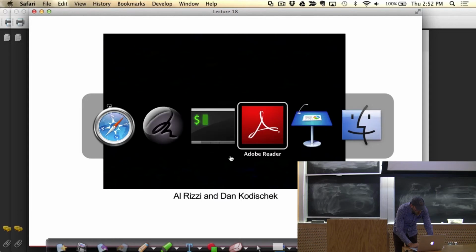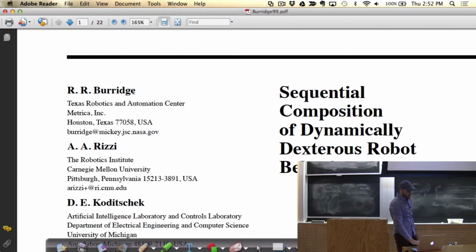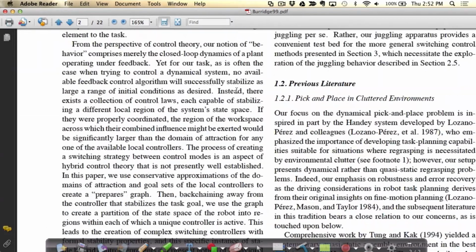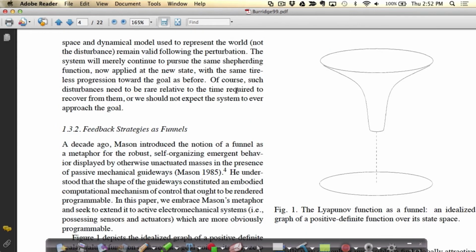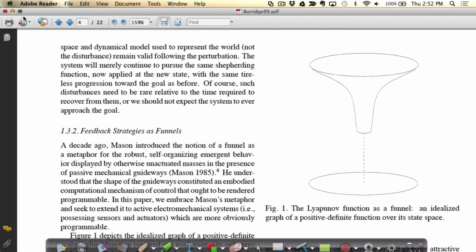Okay, and I thought I'd actually pull up their picture. So this is their idea. So Rob Burridge came in and joined the group, Al Rizzi and Dan Koditschek. They talked about sequential composition of dynamically dexterous behaviors. Okay, and the idea was, instead of planning trajectories through space, like we've been doing with trajectory optimization, with RRTs and everything, they're going to take and compose existing controllers, okay, by, guess what? Thinking about Lyapunov functions.